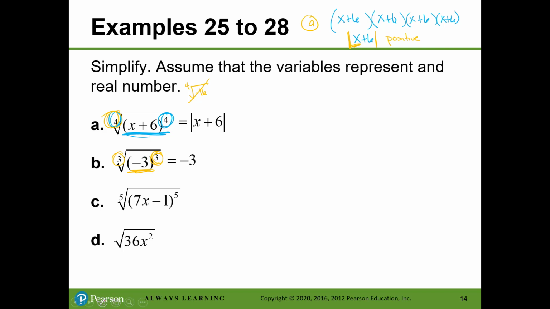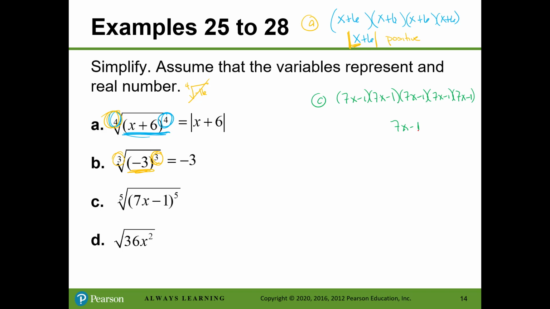Okay, let's look at part C. Part C is asking me to take the fifth root of these parentheses, this parenthesis to the power 5, which means I have 5 of these parentheses, don't I? Which means the fifth root of these 5 parentheses would just be what? Yeah, it would just be the parenthesis itself. 7x minus 1.